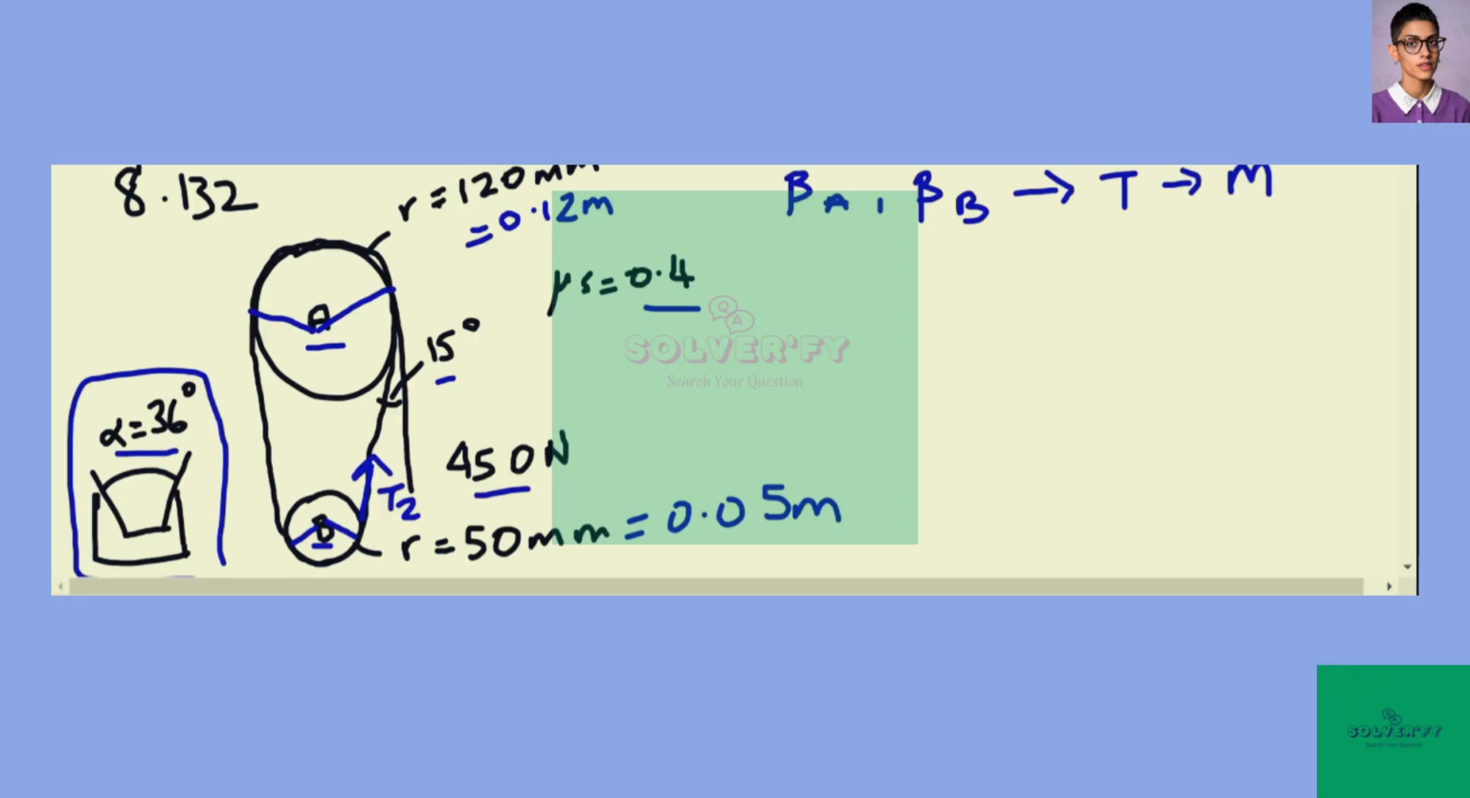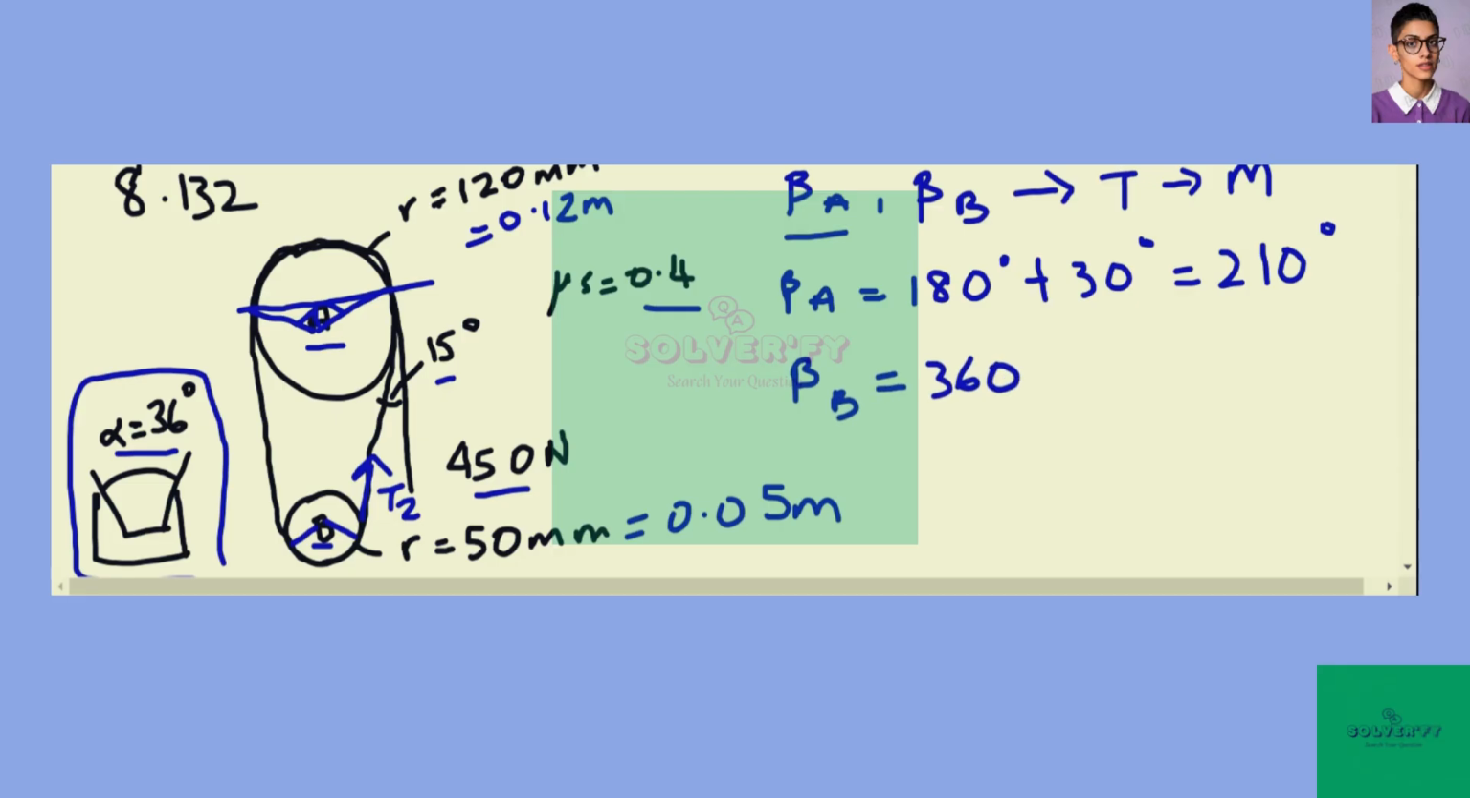So for the angle beta A, we basically have 180 degrees plus 15 degrees in either direction. So beta A is equal to 180 plus 30 degrees. That's equal to 210 degrees. So beta B is basically 360 minus beta A, which is equal to 150 degrees. That's equal to 2.618 radians.